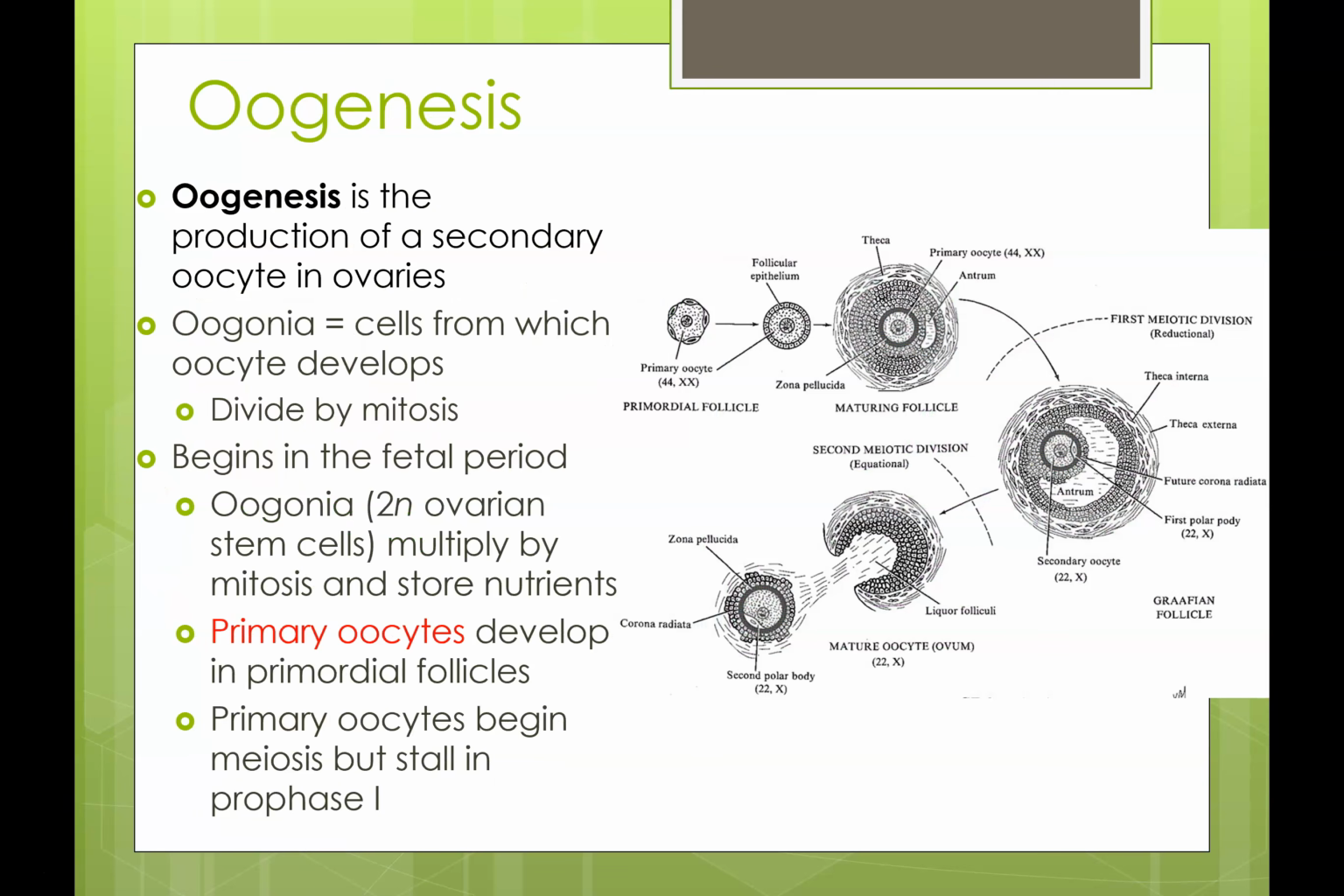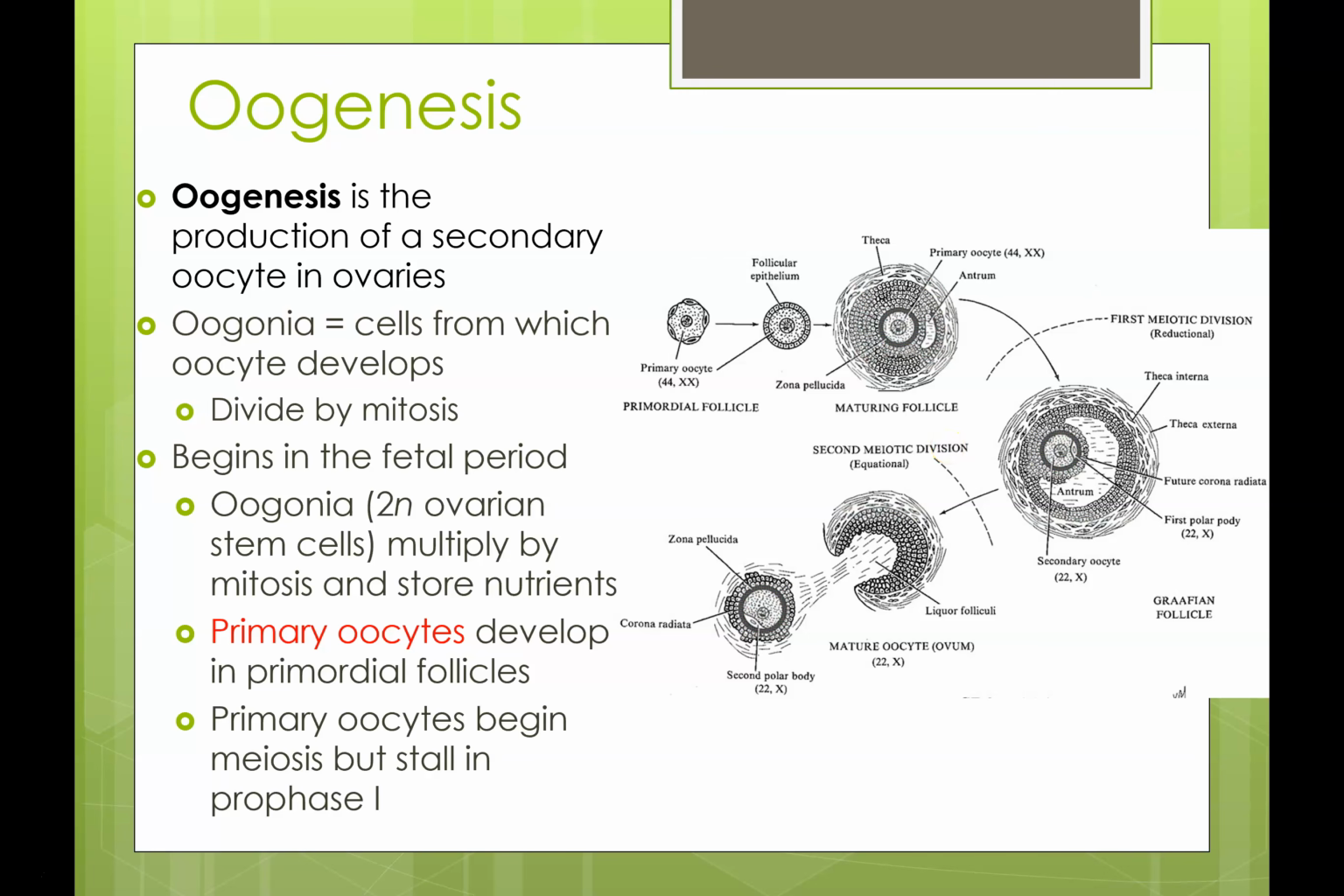So next, let's talk about oogenesis. Oogenesis is going to be the production of a secondary oocyte in the ovaries. First, let's discuss the oogonia. Oogonia are going to be almost like the stem cells of our eggs. They are cells from which the oocyte or the egg develops.